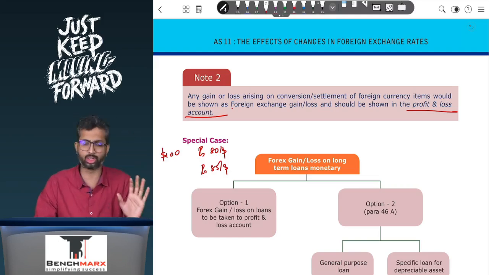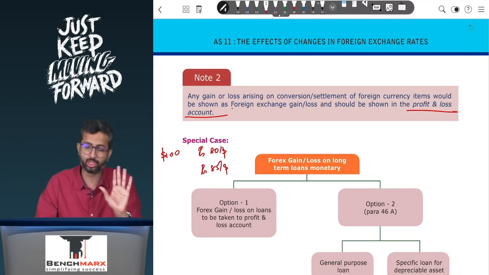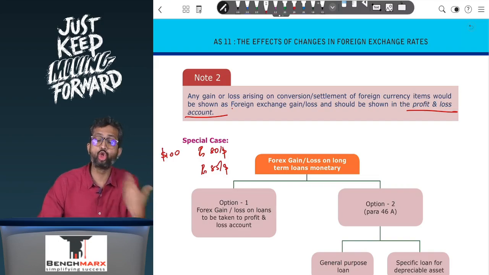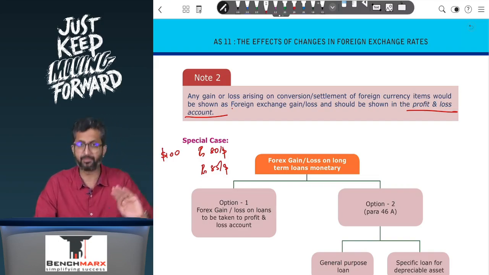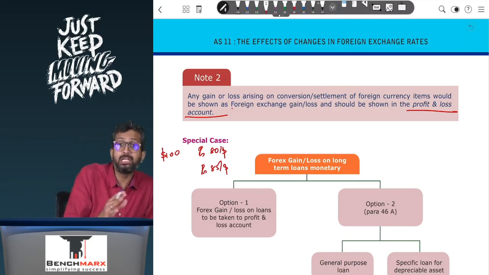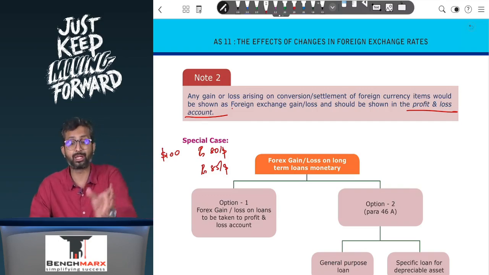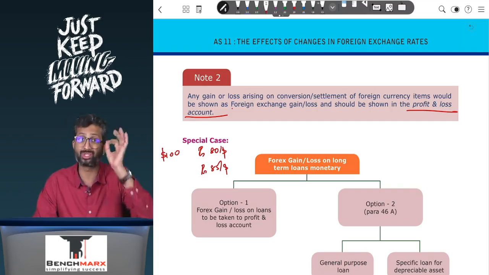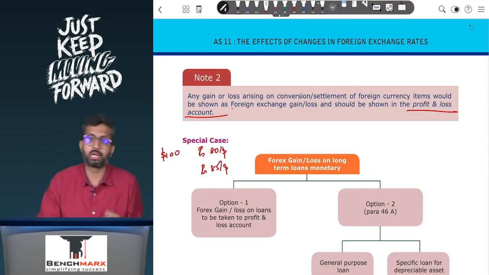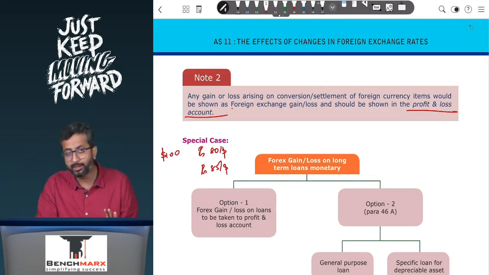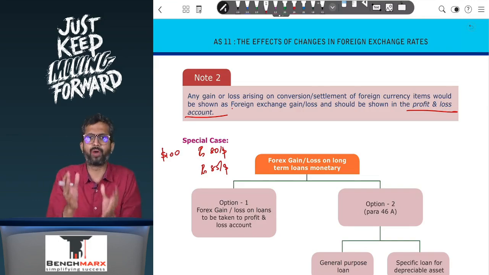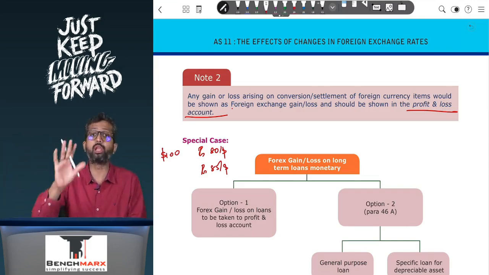However, AS 11 introduced earlier an option called para 46 or 46A of AS 11, where they said that only and only for long-term loans, in case you want, you can decide not to take this forex loss of 100 in the PNL. Instead, depending on the type of the loan, like if it is a general purpose loan, then you can capitalize this into a separate account called foreign currency monetary item translation difference account, or FCMITDA. And that balance of 500 will be amortized to the PNL over the loan tenure.